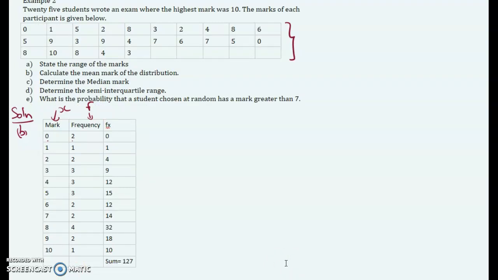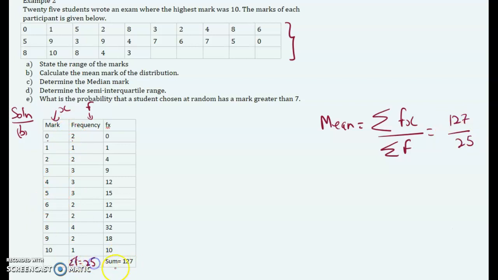So is that my mean? No. My mean will actually be the summation of the fx column over the summation of the f column, which is 127 over 25. Because the summation of f here will actually be 25, right? And that tells me that my mean is then 5.08. So that, guys, is the mean mark for this particular question. Hope you understand. Now, let me move on to the median.